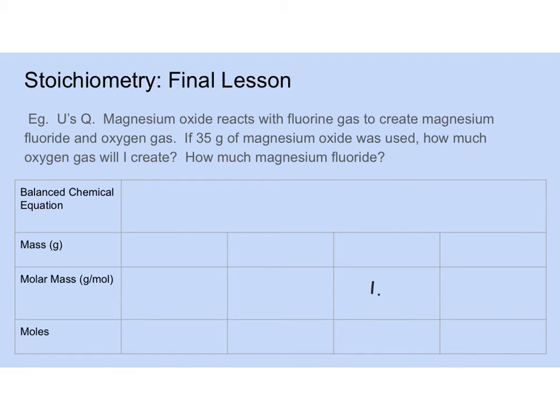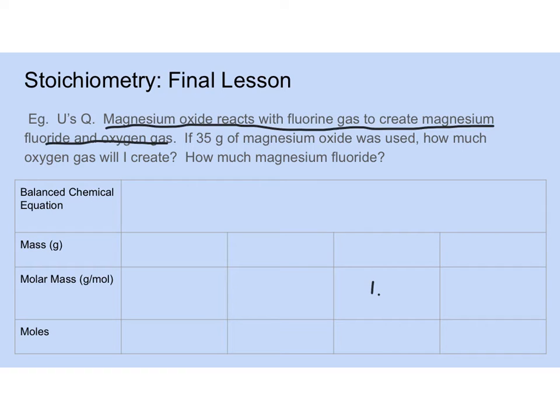Now with the U's, it's going to be slightly different. It's going to be a little bit more challenging, where I won't give you the equation. I'll say something like this. Magnesium oxide reacts with fluorine gas to create magnesium fluoride and oxygen gas. If I have 35 grams of magnesium oxide was used, how much oxygen gas will I create, and how much magnesium fluoride? So in this case, it's a little bit more challenging because you have to create the formula.